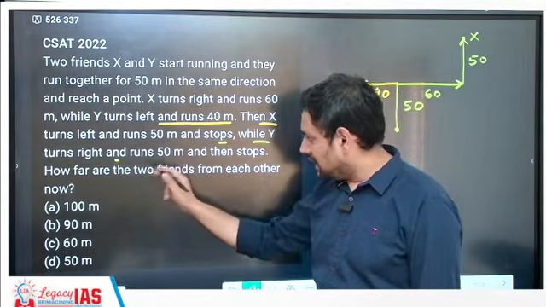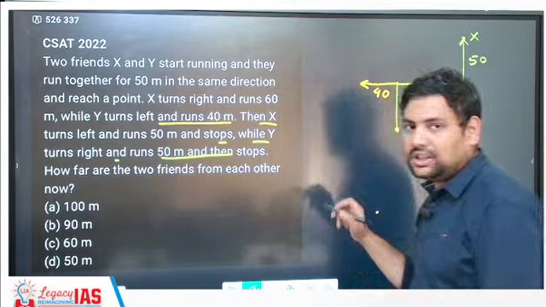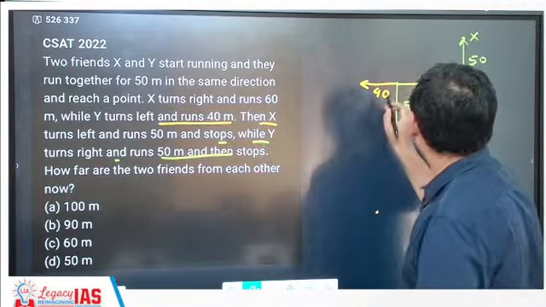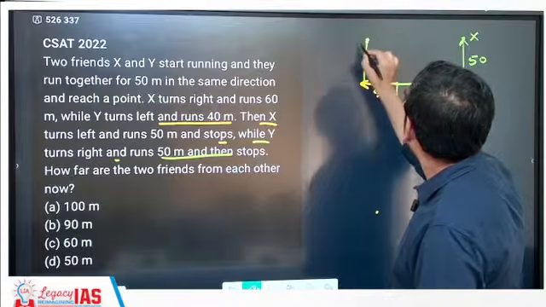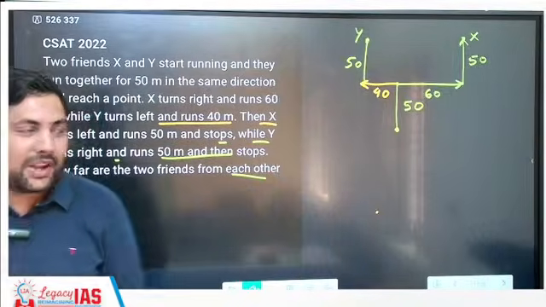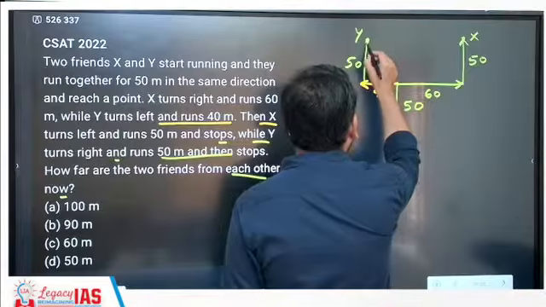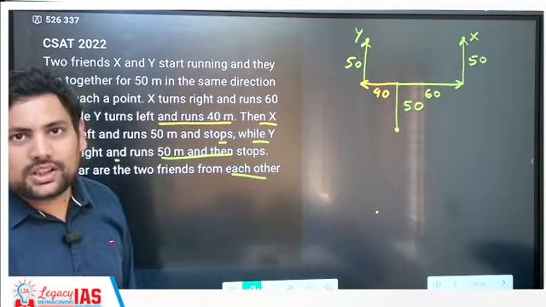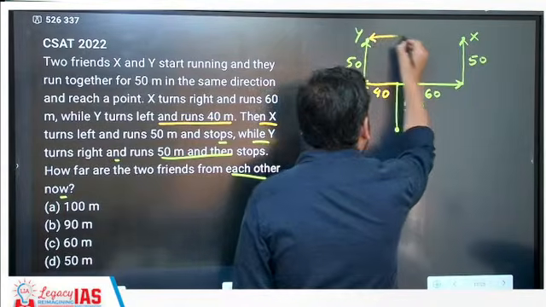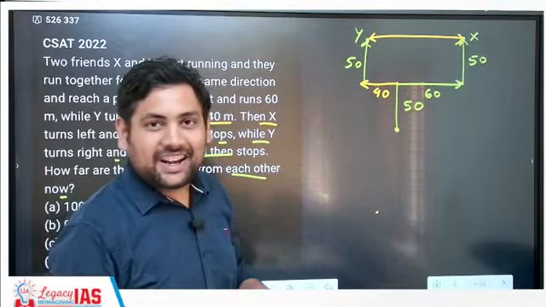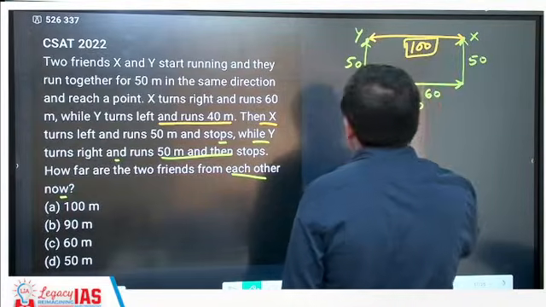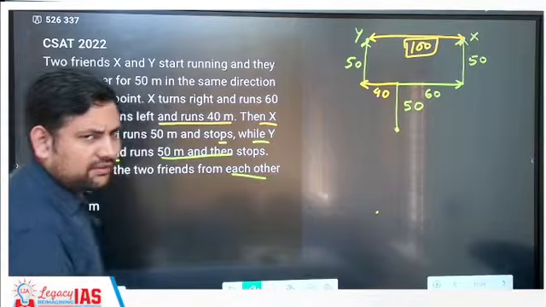While Y turns right and runs 50 meter and then stops. So from here, Y turns right. That means again towards north and goes 50 meters. So how much is this? This is Y and this length is 50 again. Then how much distance is between them now? Don't you think they have reached the same height or same vertical point? So what is the distance between them? Whatever is this. And what is this distance? Very clearly, again a rectangle is forming. 40 plus 60, this is 100. So 100 is the distance that you got between them eventually. Fine.